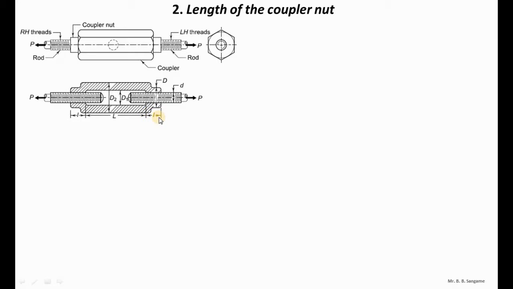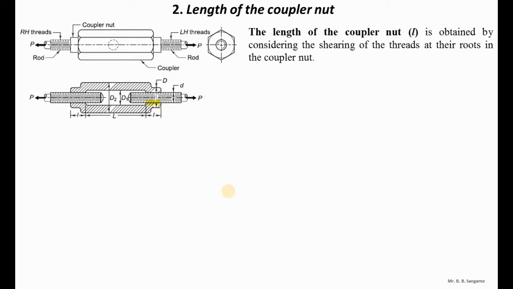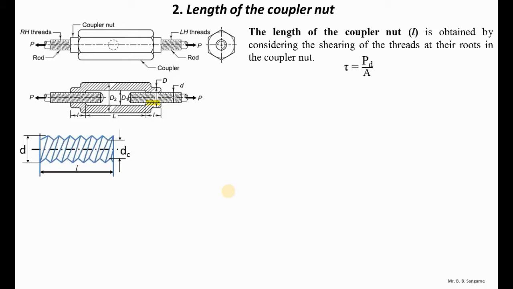As I have already explained during the design procedure, after the application of load P, there is a possibility of failure of threads of coupler nut along this direction. So after the application of force, there is a possibility of failure of threads in direct shear. We can calculate the length by using the formula of direct shear failure of nuts. So it will be tau is equal to P by A.